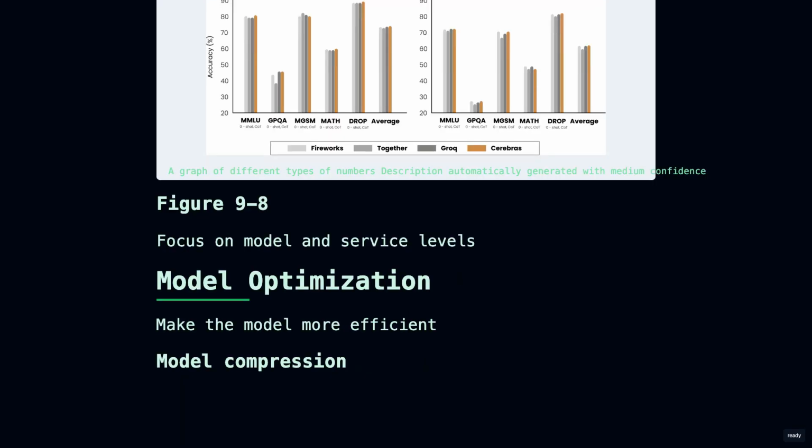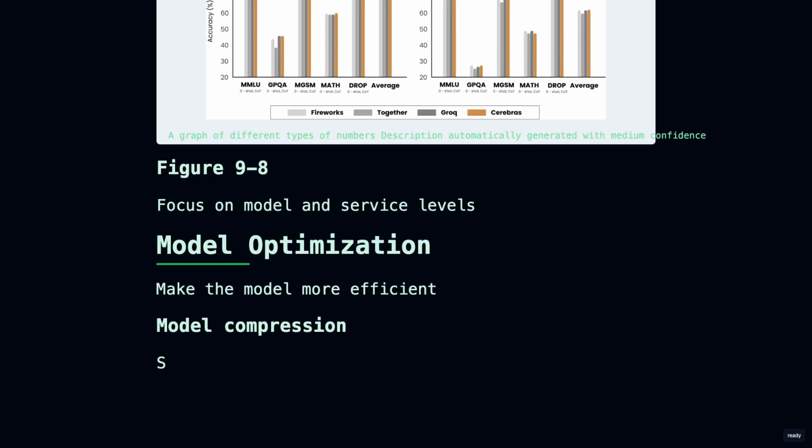Let's begin with the most direct approach: shrink the model. The basic idea is simple. Fewer parameters usually means less memory and often faster inference too. Quantization and distillation are the two compression methods already covered in earlier chapters. Quantization reduces numeric precision, while distillation trains a smaller model to imitate a larger one.